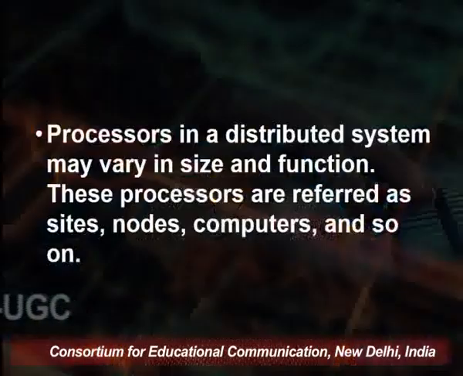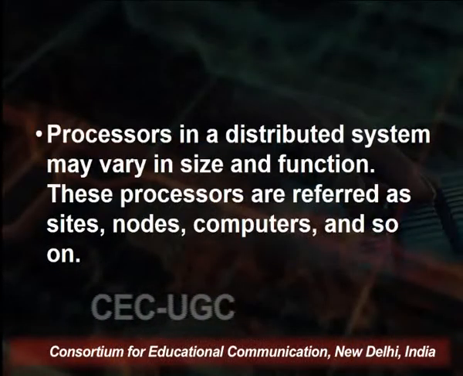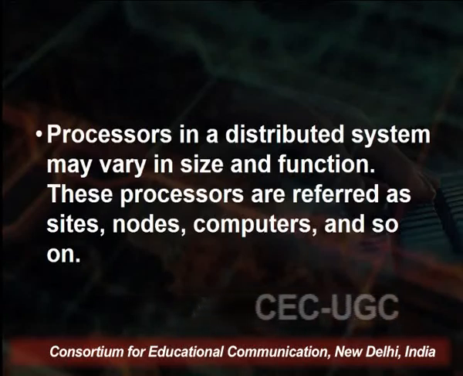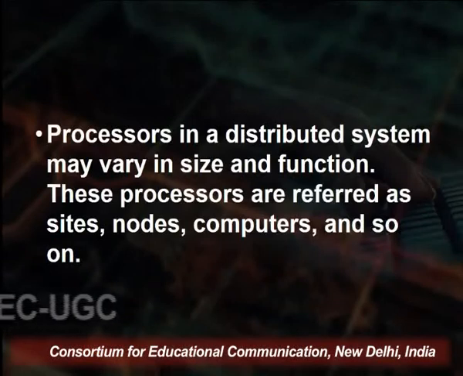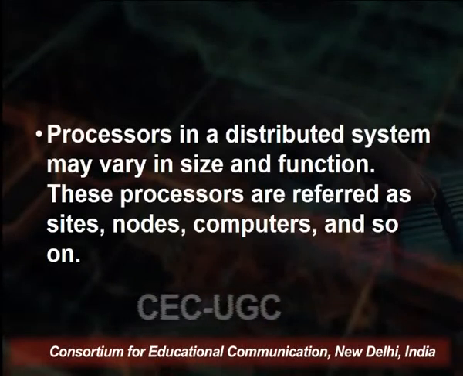In order to manage this kind of setting, we need a specific kind of operating system, and that operating system is known as the distributed operating system. To add more to it, processors in a distributed system may vary in size and functions, and these processors, which may be in different locations, are referred to as sites, nodes, computers and so on, but they have different functionalities, different sizes, and different processing powers.